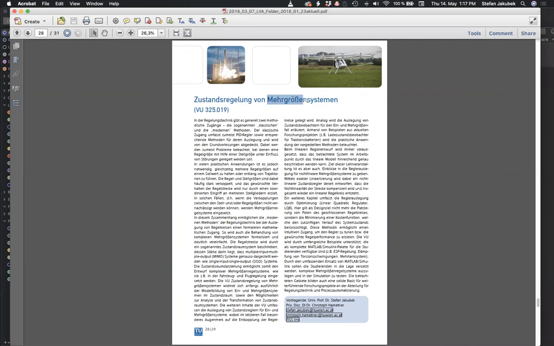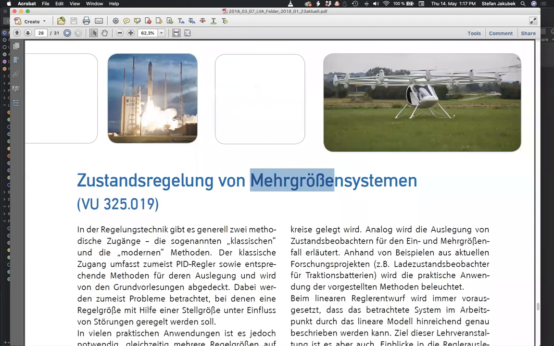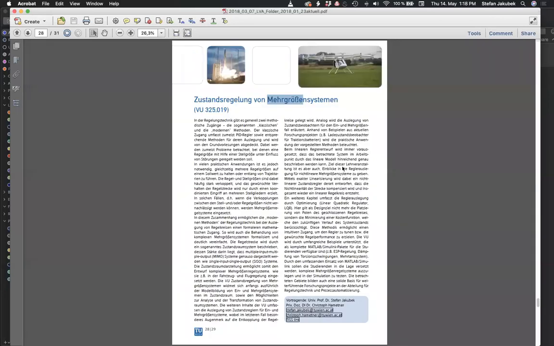So what happens if there's more than one output to be controlled? What happens if there's more than one input? So look at this helicopter that has like eight rotor fans. You're able to control tilt and pitch and everything. Or for example, the spacecraft, you have to control many different axes, like for example, pitch axis, roll axis. Everything has to be controlled simultaneously. This is the Mehrgrößen system.